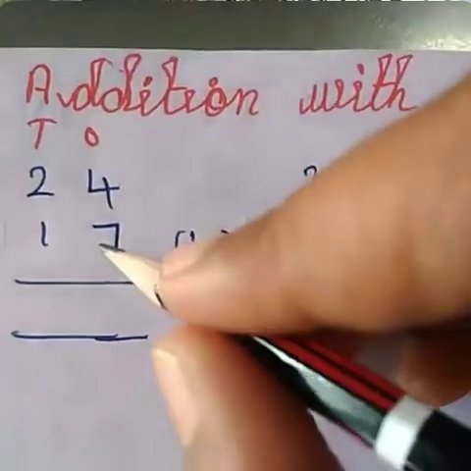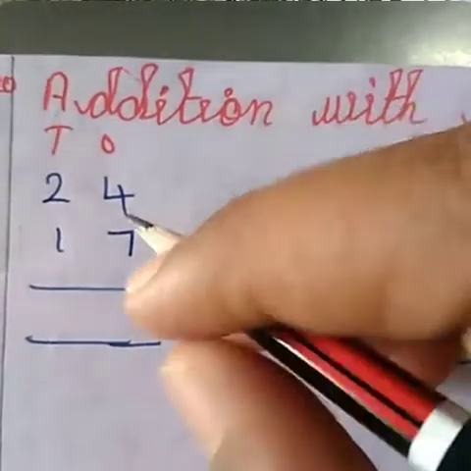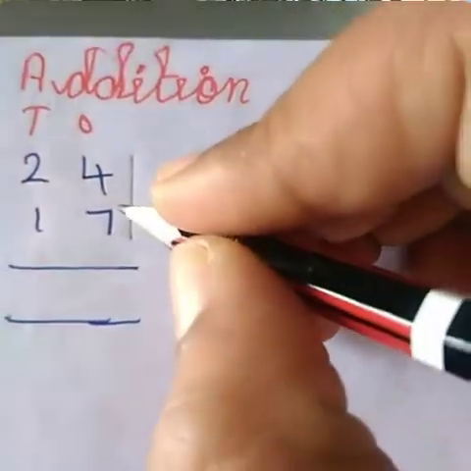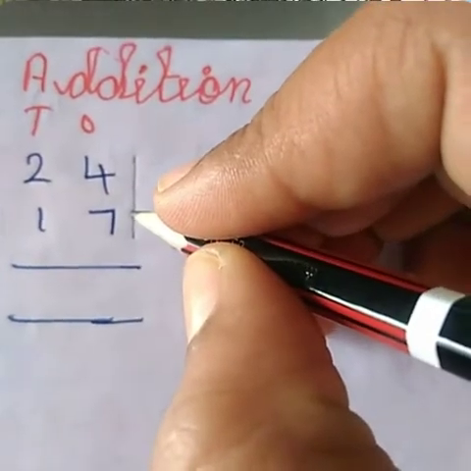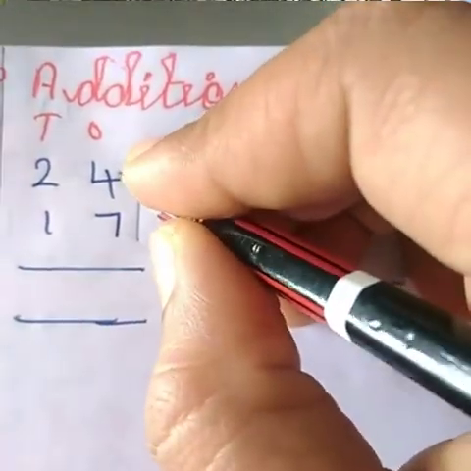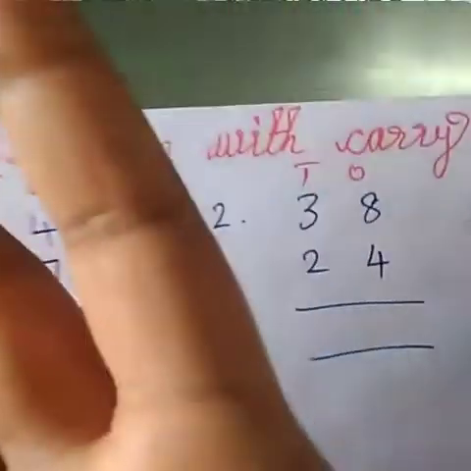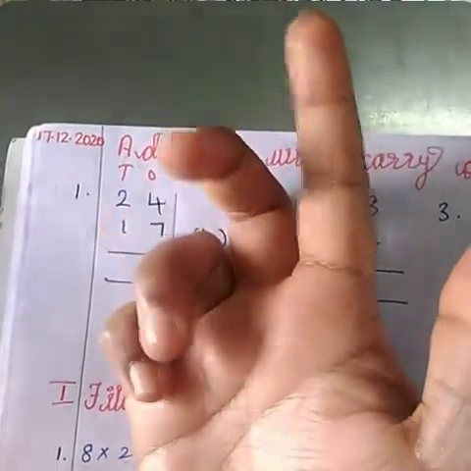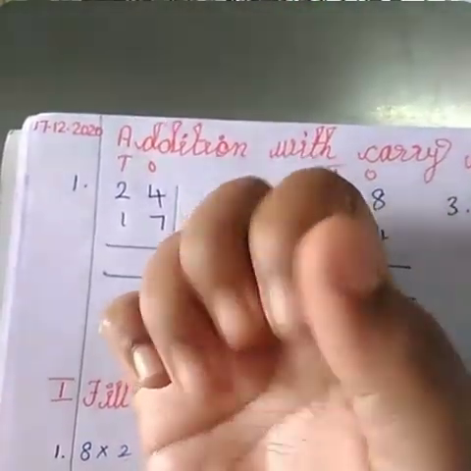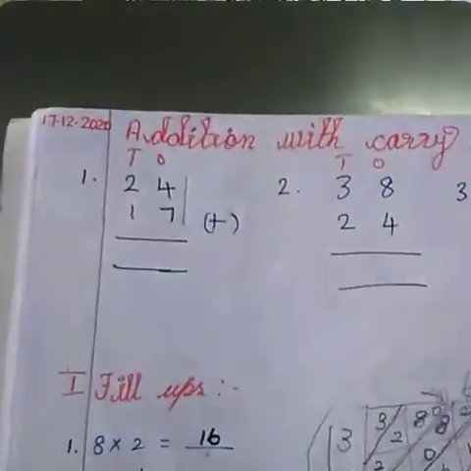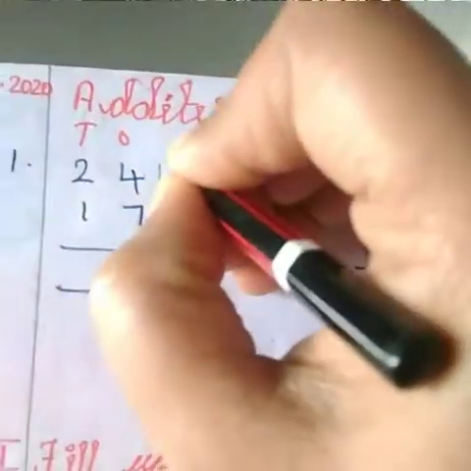In addition, what is the first step? First you consider the ones column. This is called the ones column. First you add the ones column: put 4 in your mind and 7 on the finger. 4 after 7: 8, 9, 10, 11. What's the answer? 11 is the answer.